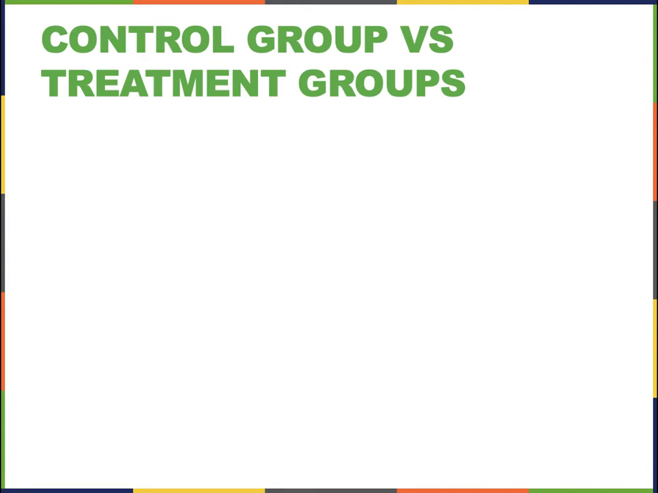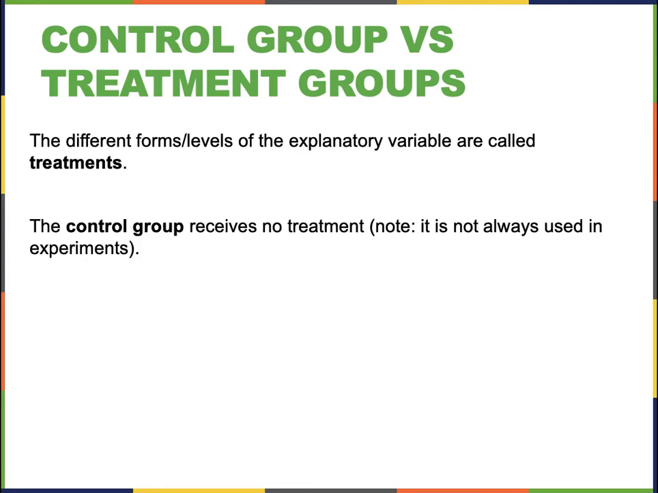Now let's look at a control group versus treatment groups. The different forms or levels of the explanatory variable are called treatments. The control group receives no treatment.